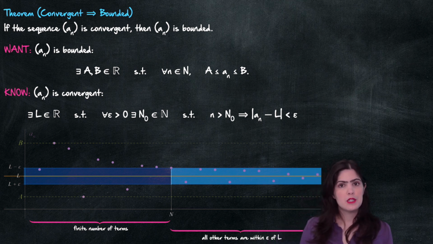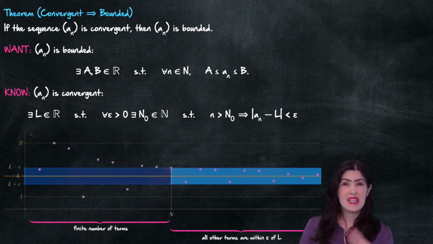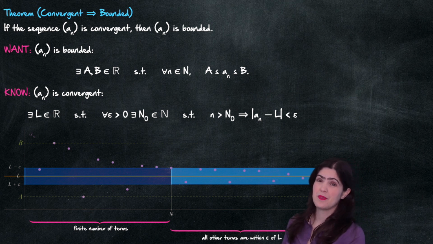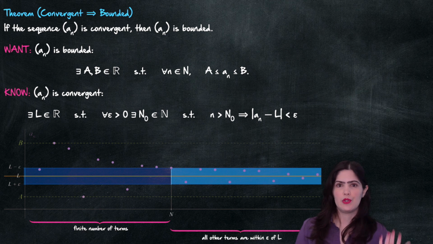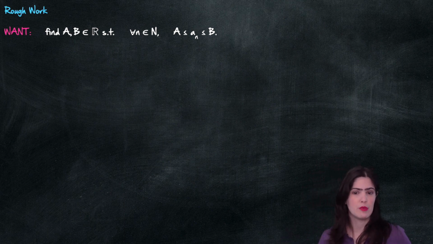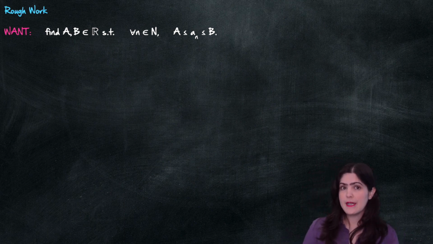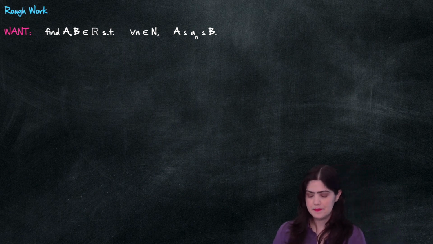As you see, convergence is going to let me take control over all the terms except for a finite number of them. But then these finite troublemakers are easy to control. So now let's try to write down a rough work of what we want to do before we write a nice, beautiful proof. So we want to find an A and B such that all the terms of my sequence are between A and B.